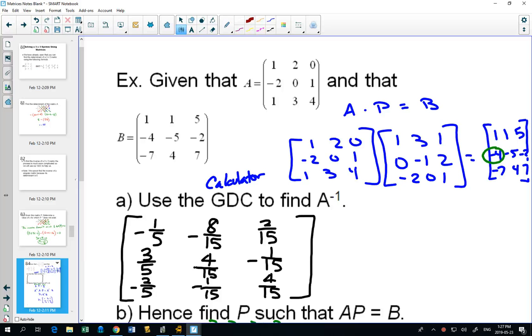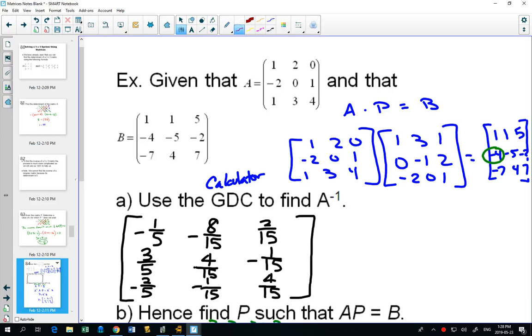Let's check if that negative 4 is right. How would I find out if that negative 4 is right? I'd have to multiply. Well, that negative 4 is in row 2, column 1, right? That's its position. So if I want to check if it's right, I'm going to take row 2 and column 1. There we go. If you multiply those together and add, does it give me negative 4? Good.